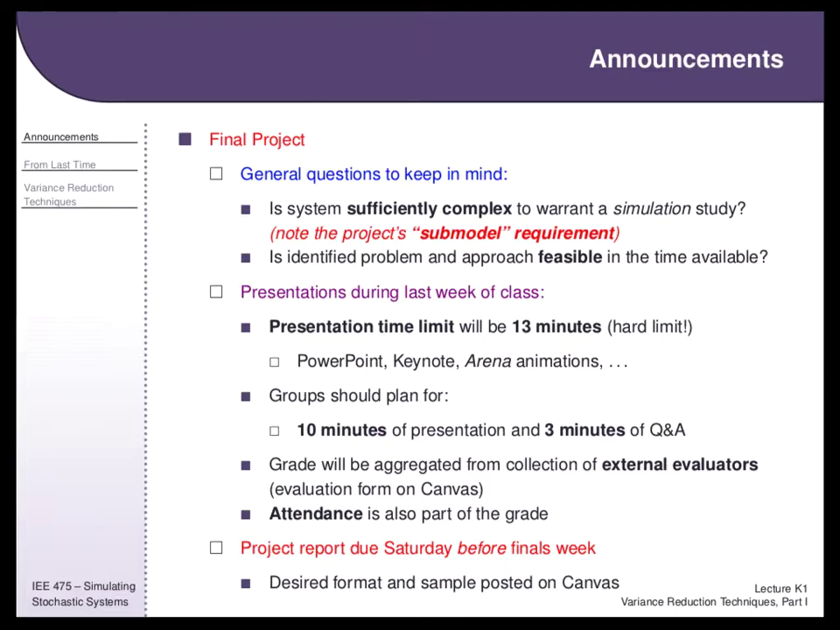In the presentations, you've got a limit of 13 minutes, so plan for 10 minutes of presentation and 3 minutes of questions and answers. There's a little bit of time for switching, and that should give us plenty of time to get everybody done in their lab period.